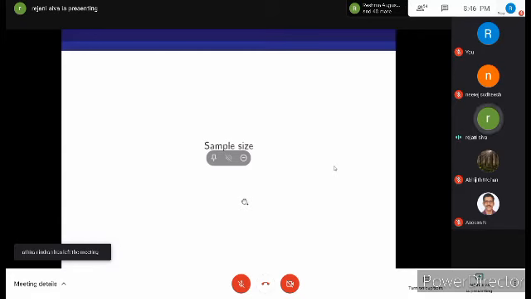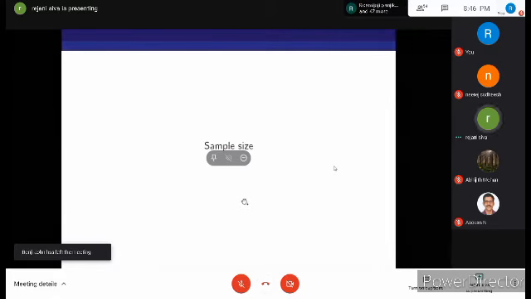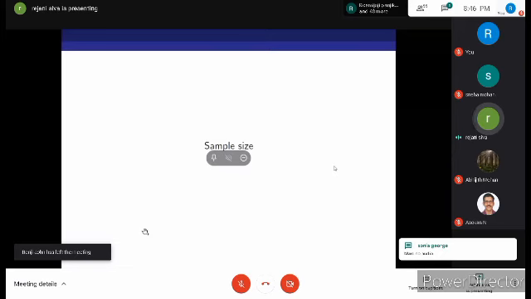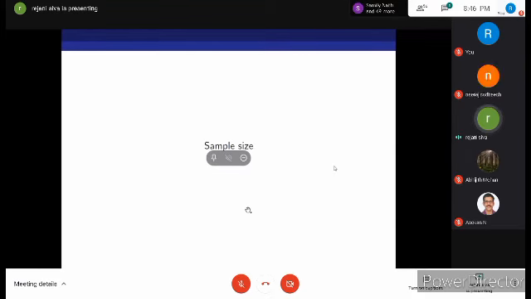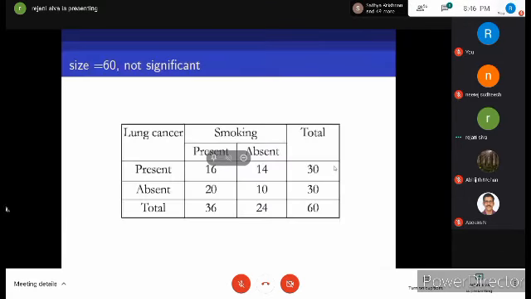Sample size determination is very important in our research studies. There are so many reasons for that, and I'll show you one important thing related to the sample size, that is to describe the importance.